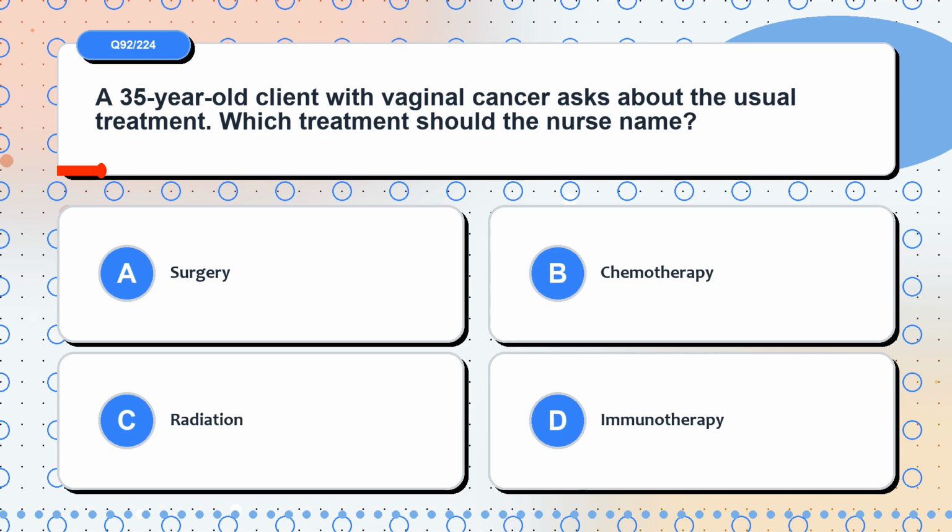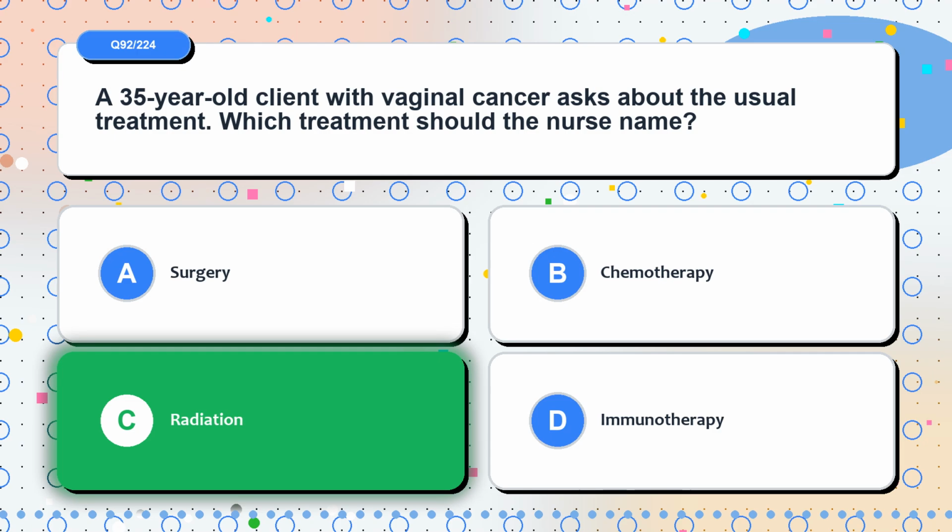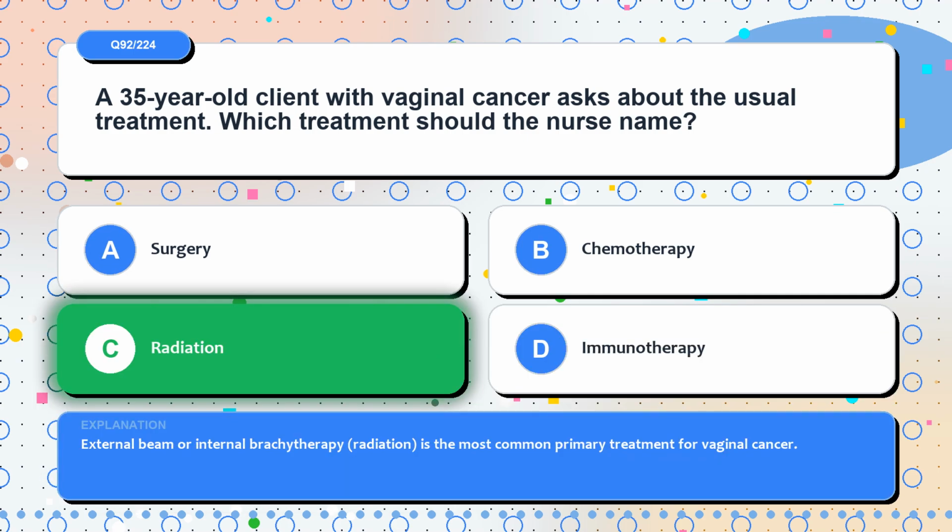Question 92. A 35-year-old client with vaginal cancer asks about the usual treatment. Which treatment should the nurse name? Here are the options. Option A. Surgery. Option B. Chemotherapy. Option C. Radiation. Option D. Immunotherapy. The correct answer is option C. Radiation. External beam or internal brachytherapy radiation is the most common primary treatment for vaginal cancer.